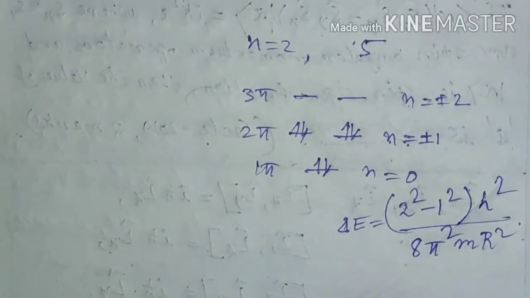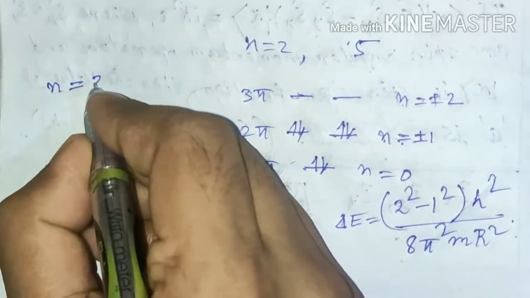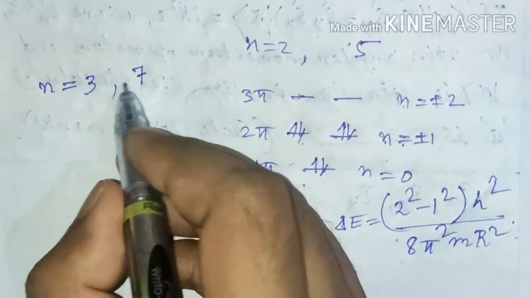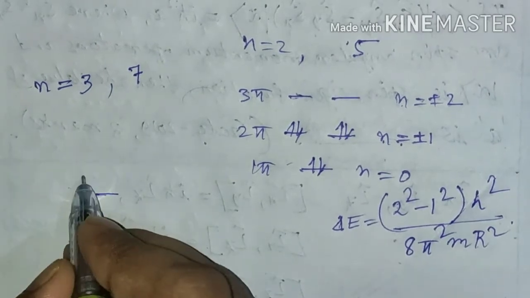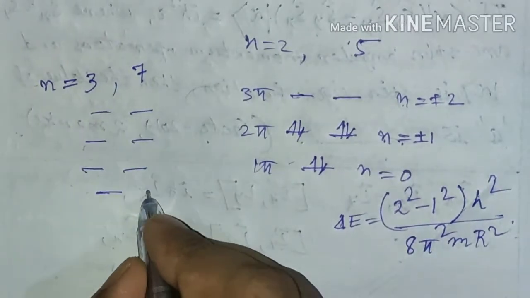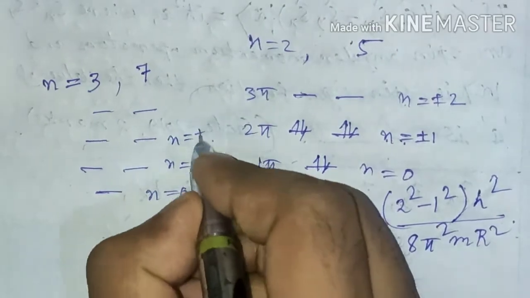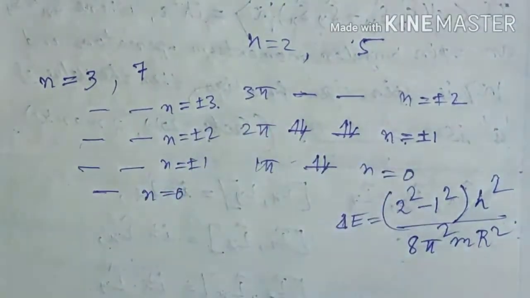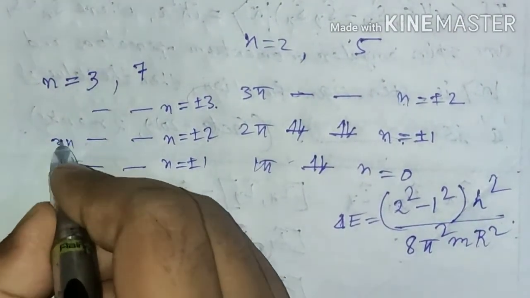Now in case of naphthalene, the n value is 3, and similarly there will be 7 energy states, 2 into 3 plus 1, that is 7, and the energy states are oriented like this. n equal to 0, n equal to plus minus 1, n equal to plus minus 2, n equal to plus minus 3. It is 1 pi, 2 pi, 3 pi, 4 pi.